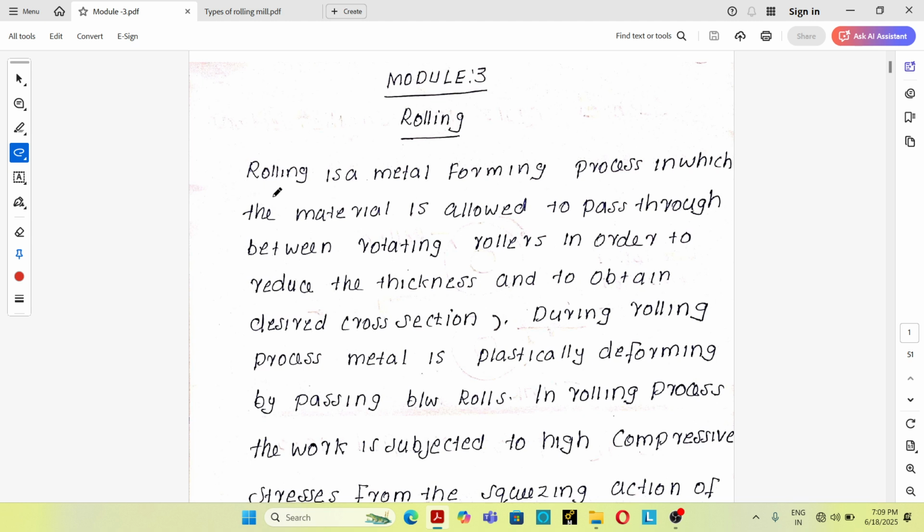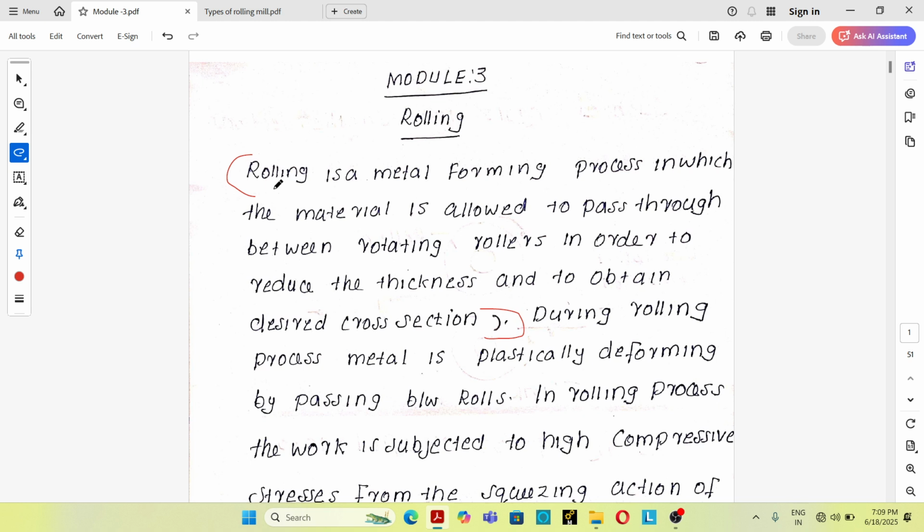Rolling is a metal forming process in which the material is allowed to pass through between rotating rollers in order to reduce the thickness and to obtain the desired cross section. That's the definition of the rolling process. Basically, rolling is a metal forming process. Metal forming means changing the shape of the metal.